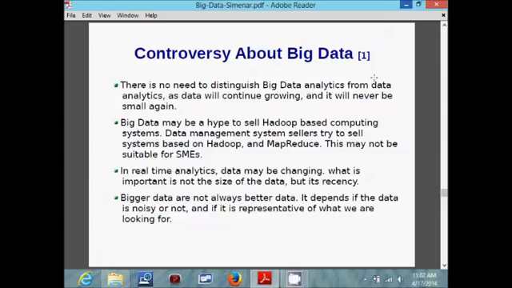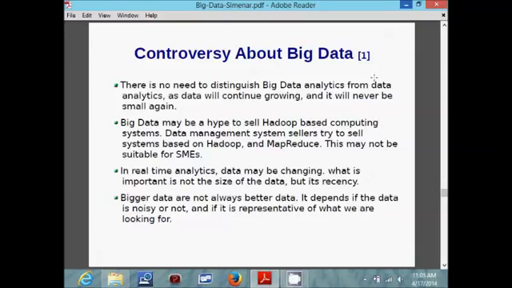In real-time analytics, data may be changing over time. So it's not important the size of the data you are using. The most important thing in real-time analytics is the recency of that data, whether it is updated or not. Bigger data are not always better data. If you go big, it doesn't mean that you will do the right things. It depends if the data is noisy or not, if it is representative of what you will study or not. So it's not always a good choice to go as big as you can and take all the data available.